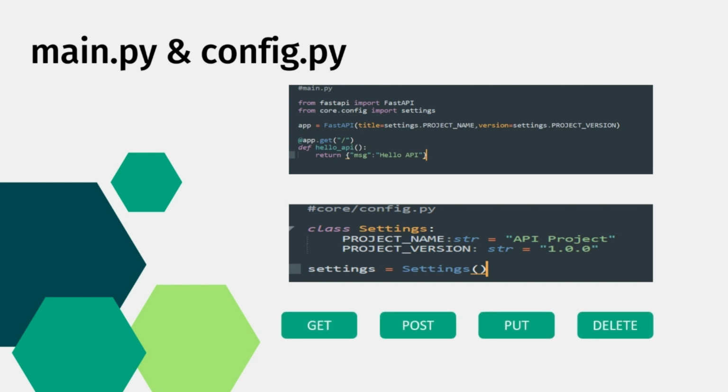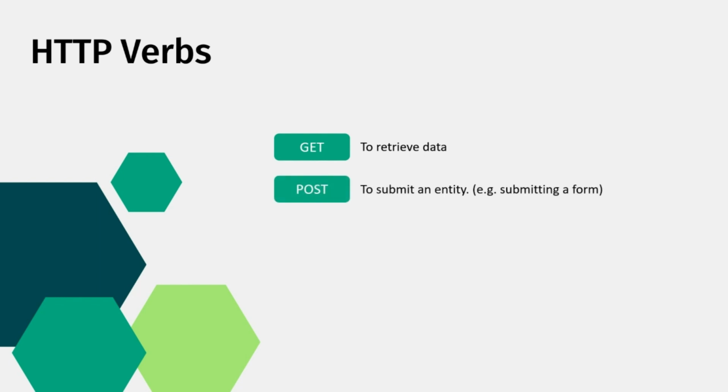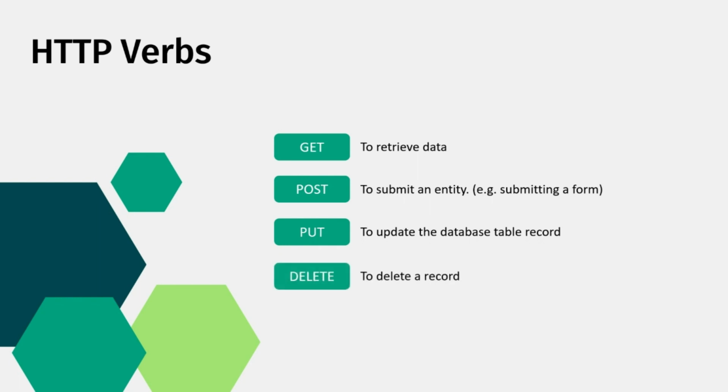Let's have a brief overview about each of these HTTP verbs. Request using get should only retrieve data. The post method is used to submit an entity to a specified resource, for example, submitting a form. The put method is used to update the database table record. Finally, the delete method deletes the specific resource from the database.